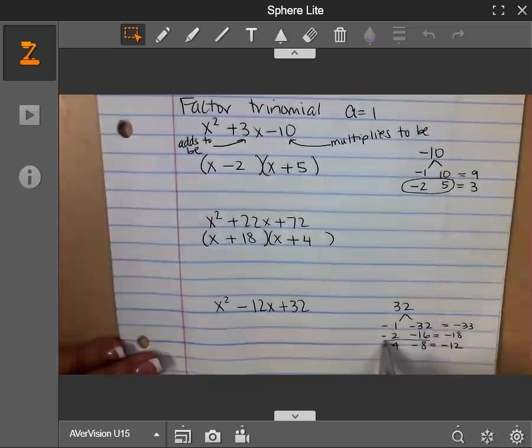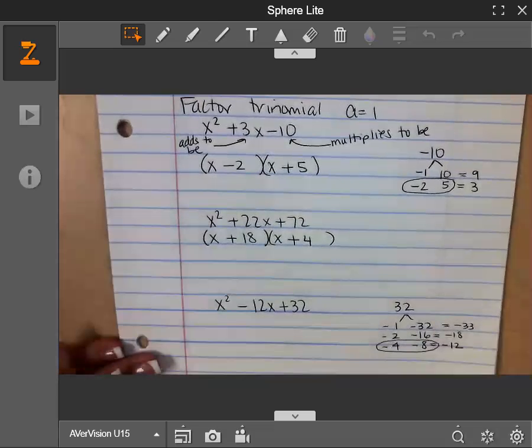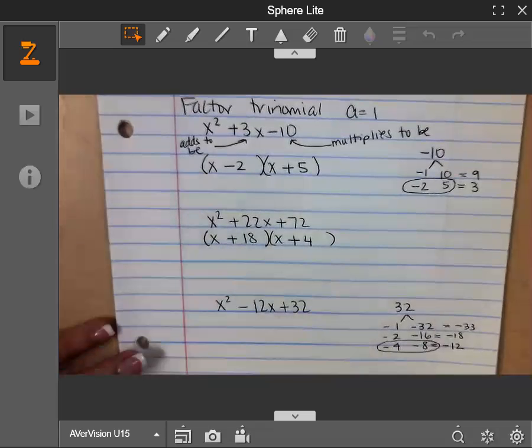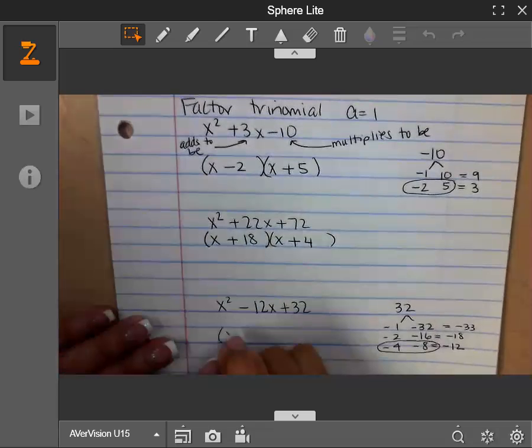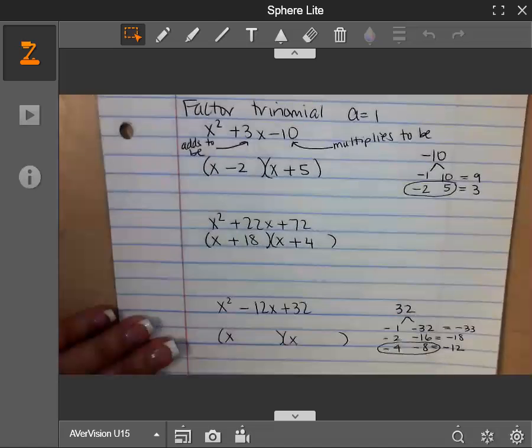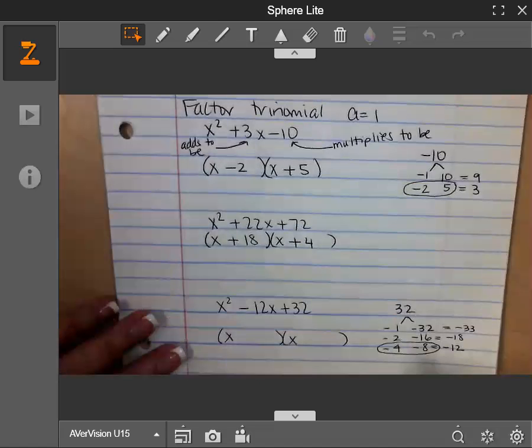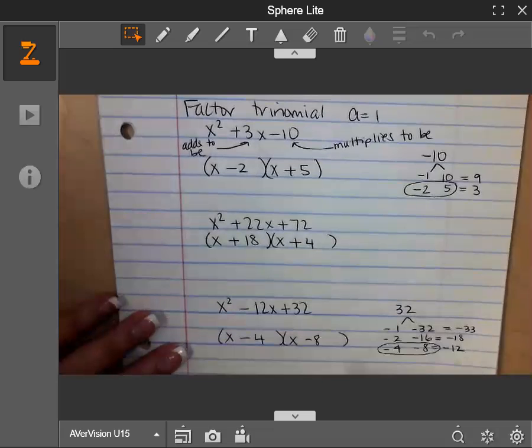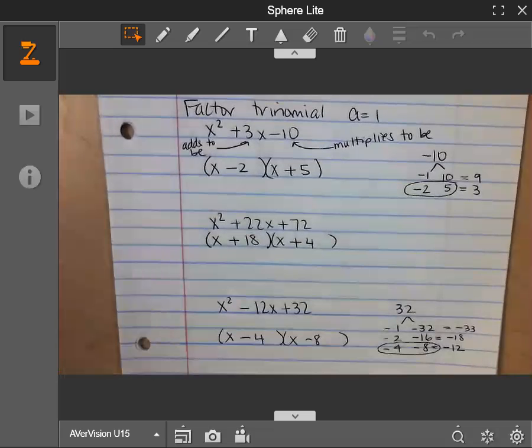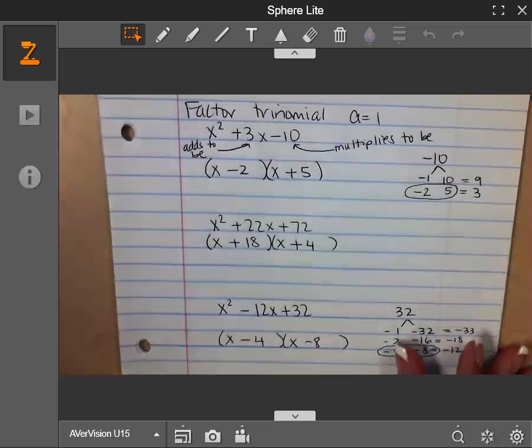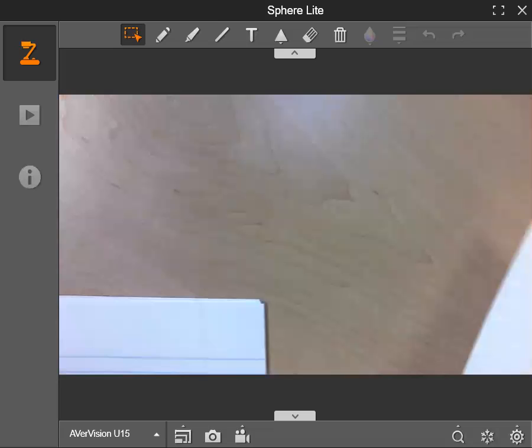So this is our part that we need for our factors. And so we get x and x. And then we've got negative 4 and negative 8. So that is factoring when a is equal to 1. We've got one more to show you here.